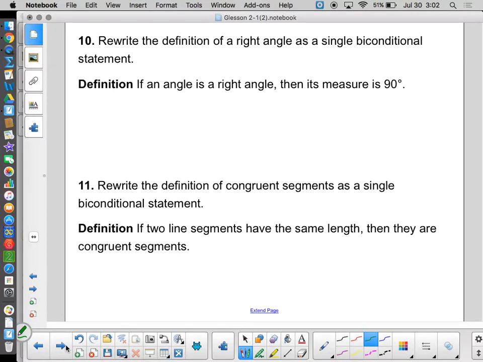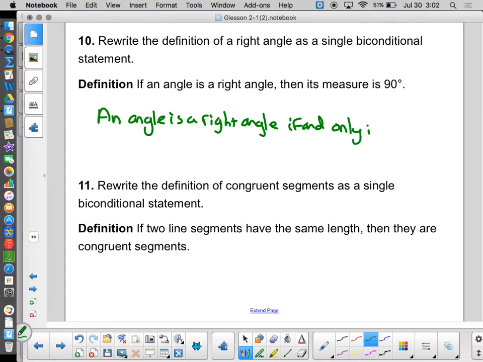If an angle is a right angle, then its measure is 90. Again, I'll write this whole one up. An angle is a right angle if and only if its measure is 90 degrees. There we go.